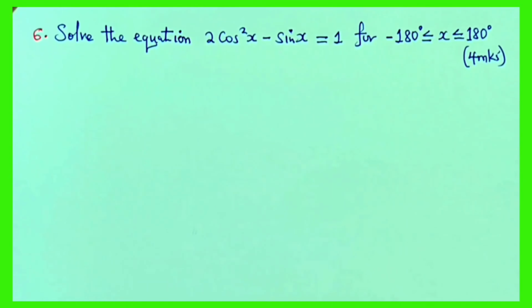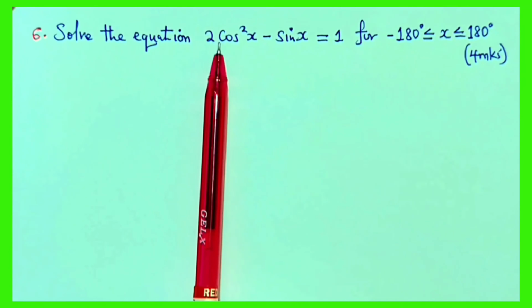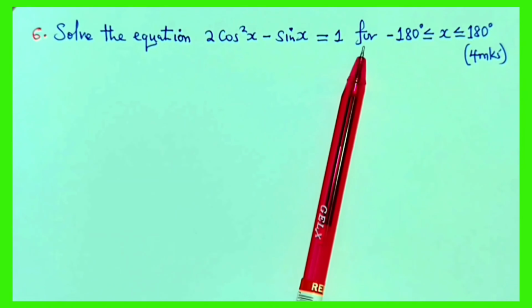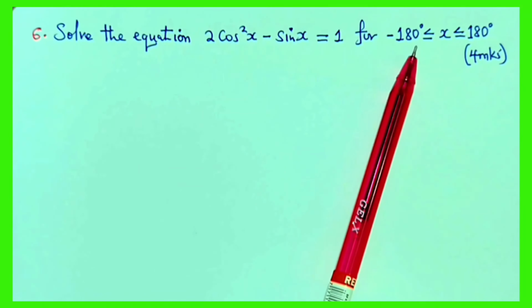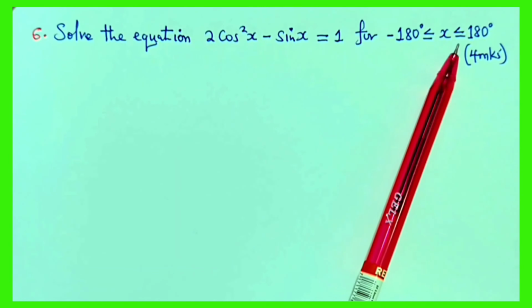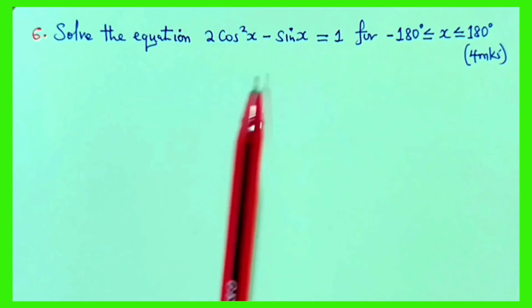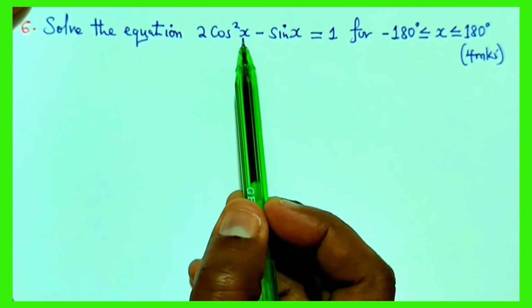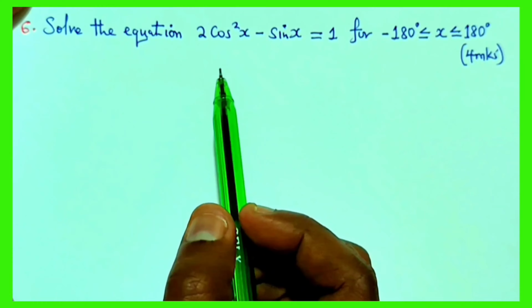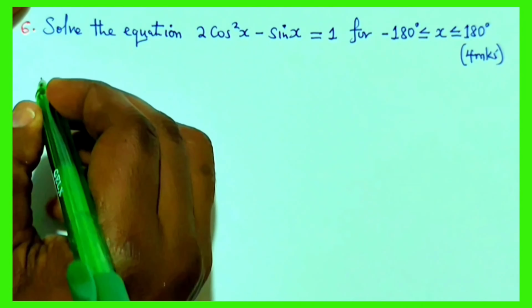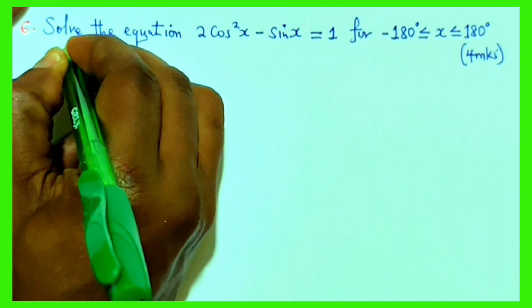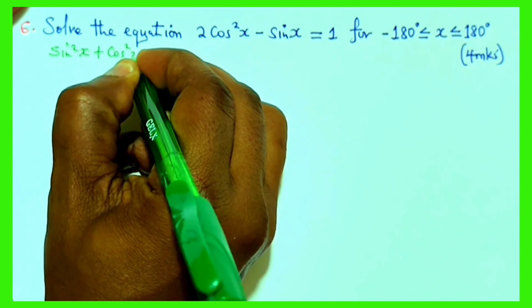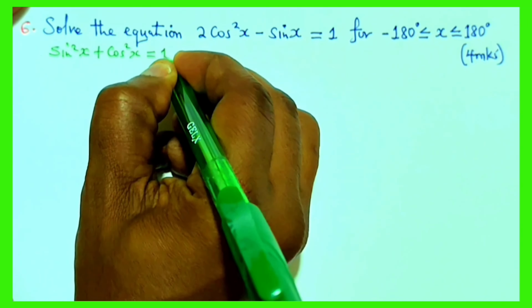Question 6. Solve the equation 2 cos squared x minus sin x is equal to 1 for negative 180 degrees less than or equal to x less than or equal to 180 degrees. Solution. Since we are having cos squared x here, we can consider the trigonometric identity that sine squared x plus cos squared x will be equal to 1.